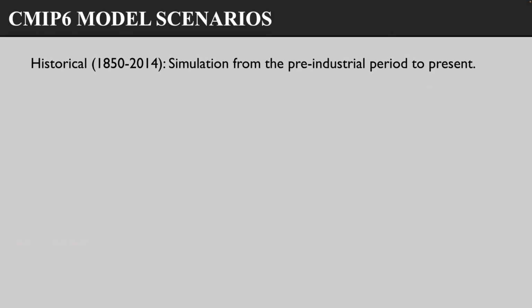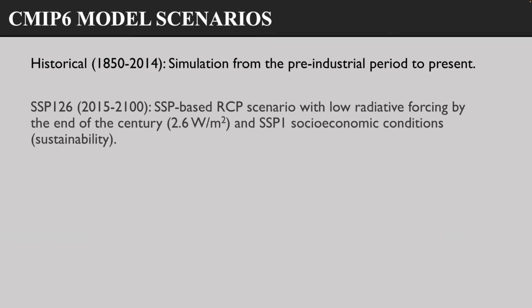Going through some of these scenarios here. The first one to mention is the historical period. The models provide a historical period from 1850 to 2014 to essentially simulate the period between the pre-industrial era up to present. And then we have 3 different pathways or scenarios that we used in this study to explore how flash drought changes across these different scenarios.